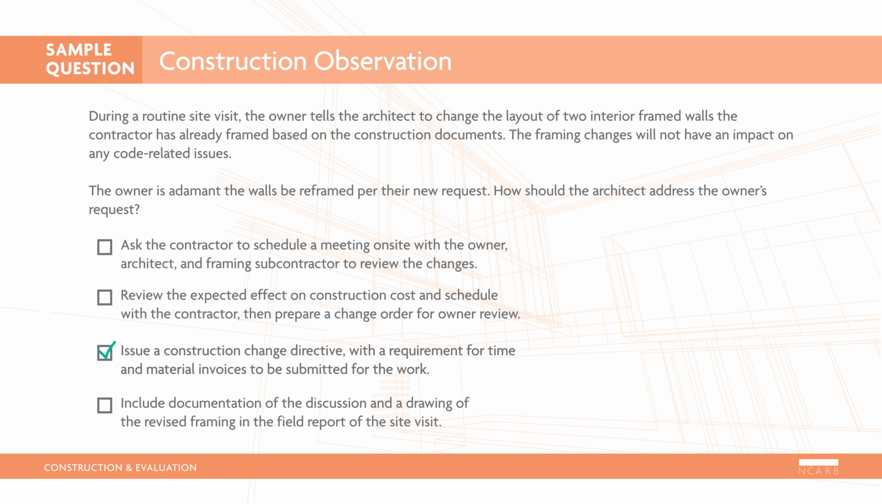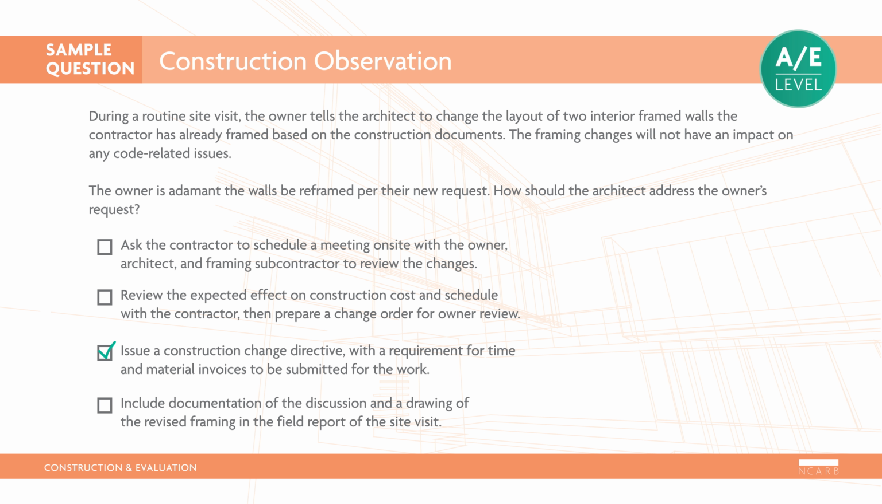Per AIA document A201-2017, General Conditions of the Contract for Construction, a construction change directive is appropriate when a change must take place regardless of time or cost impacts. Reviewing the expected costs ahead of completing the work is unnecessary in this situation. On the other hand, a field report alone is inadequate because this change certainly has both time and cost impacts. Finally, an on-site meeting with the sub is unnecessary, as the requested changes can be fully documented by the architect.